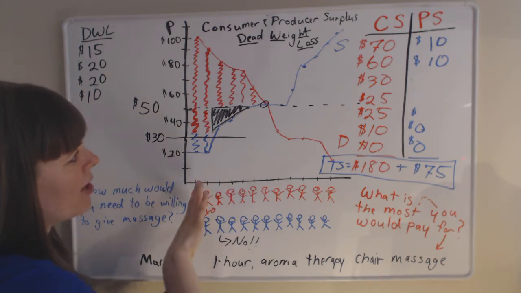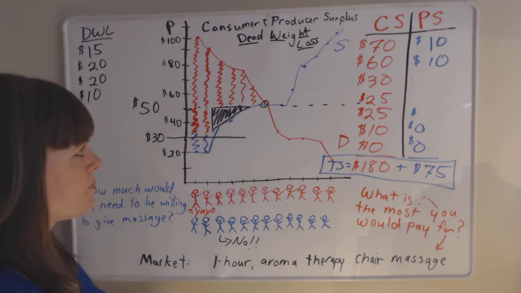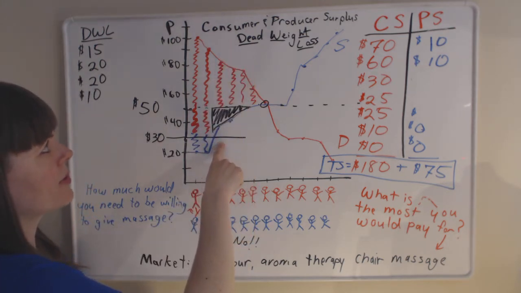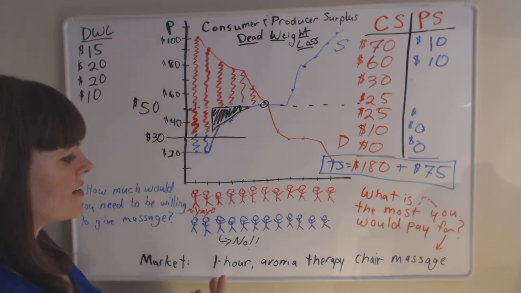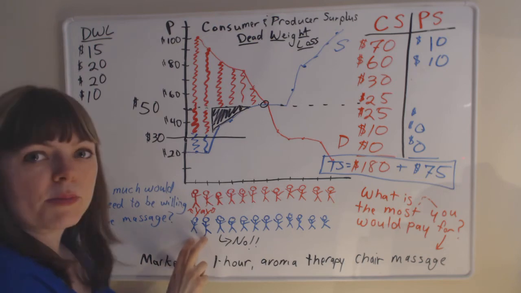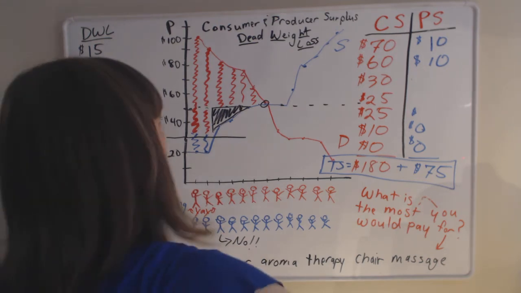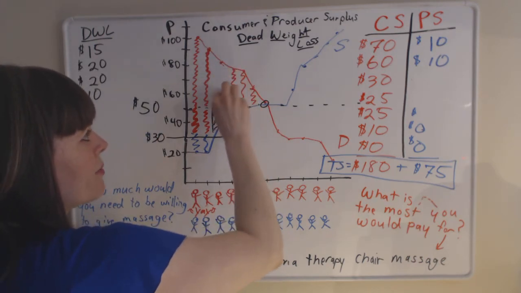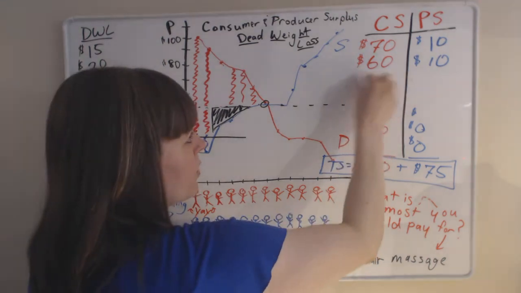But everybody beyond this point, they don't get a massage. This person would love to buy a $30 massage. They would pay $80 for that. But there's nobody beyond these two people who are willing to produce. So this person's consumer surplus completely disappears because there's no massage therapists out there willing to provide.